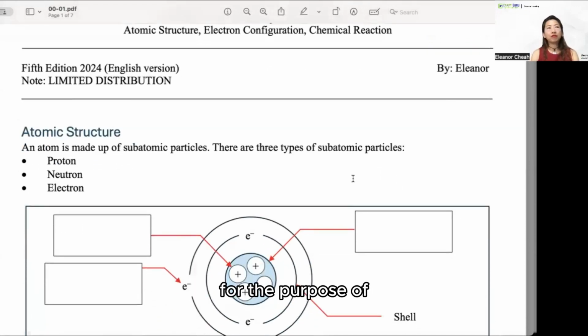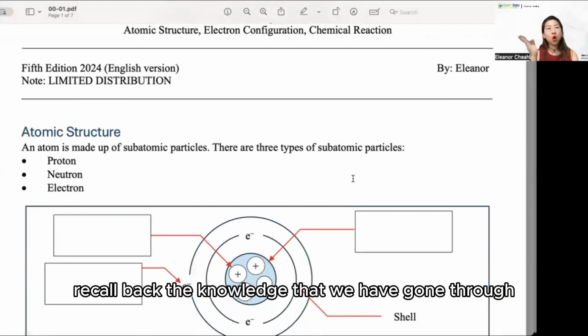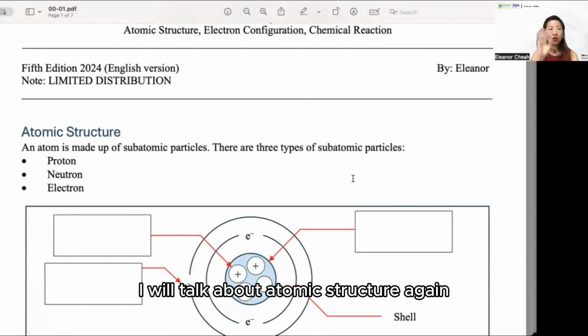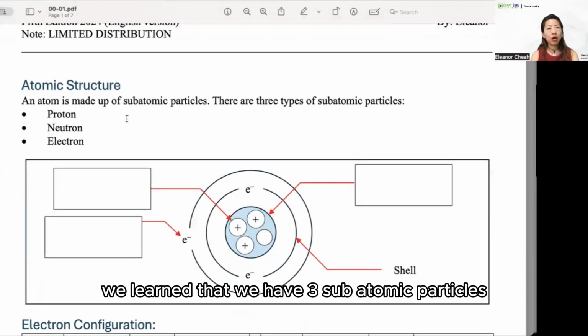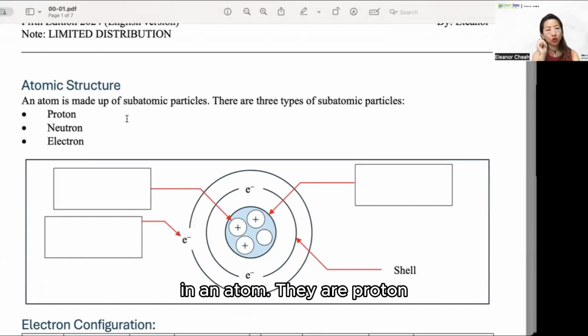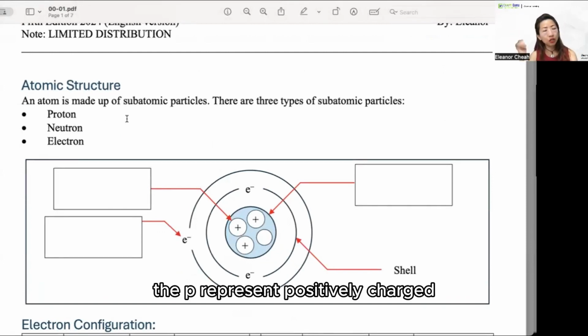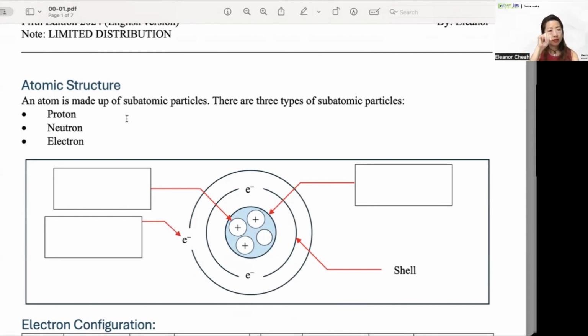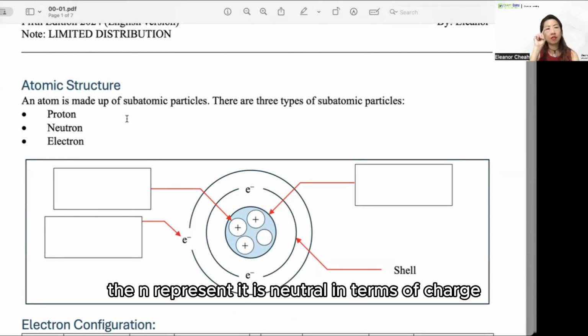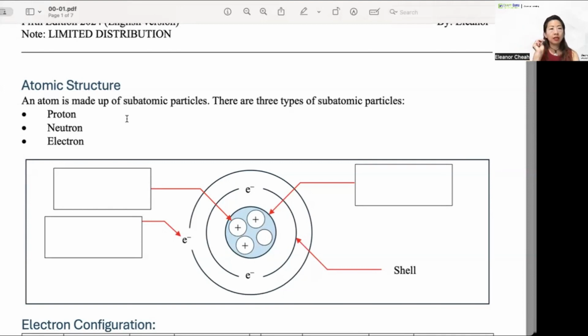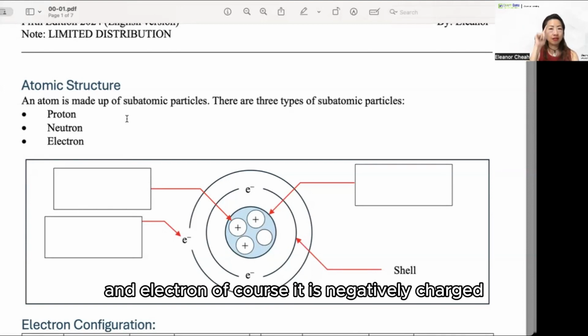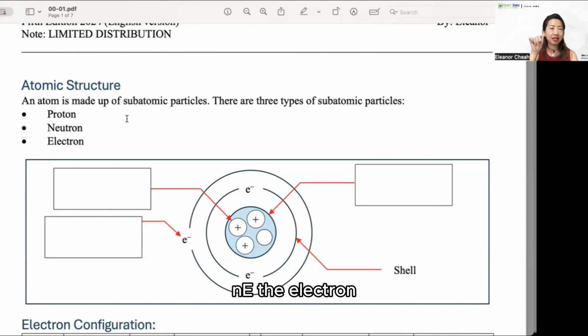For the purpose of recalling the knowledge that we have gone through, I will talk about atomic structure again. We learned that we have 3 subatomic particles in an atom. They are proton, the P represents positively charged. We have neutron, the N represents it is neutral in terms of charge, and electron, of course it is negatively charged, and E, the electron.